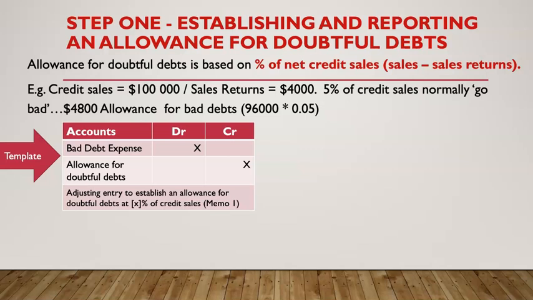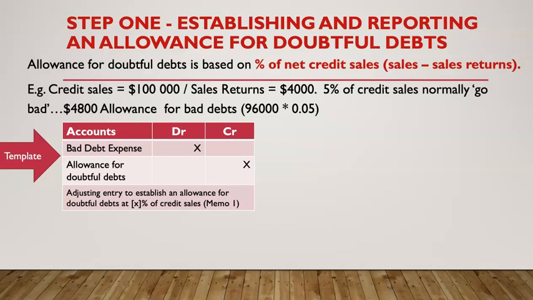Why are these debits and credits? If we think this through, I'm recording my prediction that my assets are not worth as much as I thought they were, because some won't pay me back. What is my asset? Accounts receivable. So how do I reduce an asset? I do a credit. So this is my allowance for doubtful debts. I'm also going to record an expense, because this is essentially a cost of doing business, and the expense here is bad debt expense, and expenses going up is a debit.